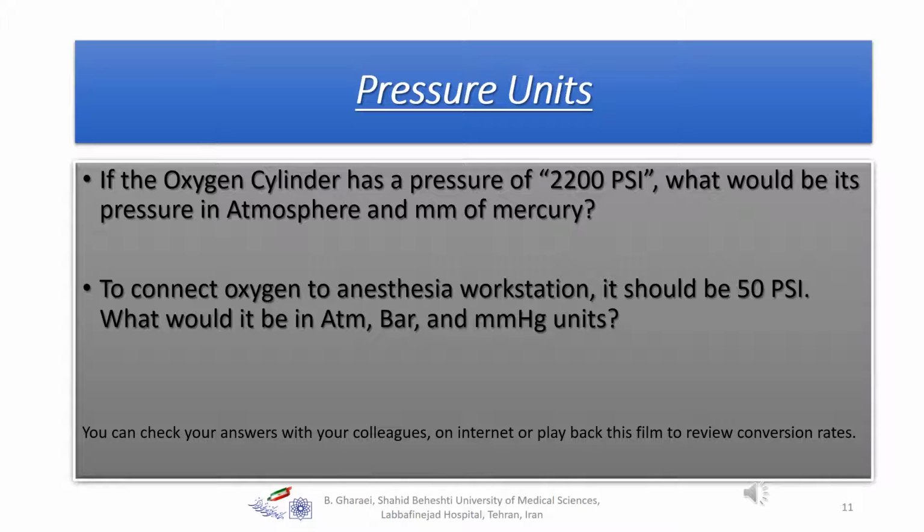Okay, we have come to another gray box question. In these questions, we are going to learn how to convert pressure units. The first question asks, if the oxygen cylinder has a pressure of 2200 psi, what would be its pressure in atmosphere and millimeters of mercury? The second question asks, to connect oxygen to anesthesia workstation, it should be 50 psi. What would it be in atmosphere, bar, and millimeters of mercury units?